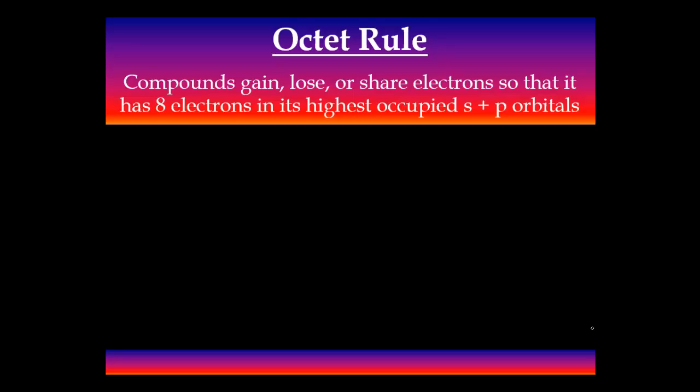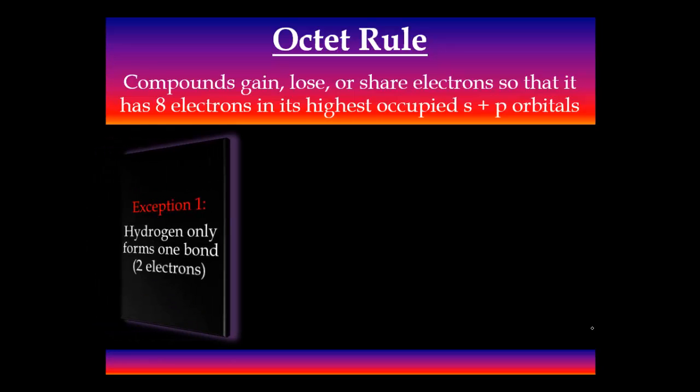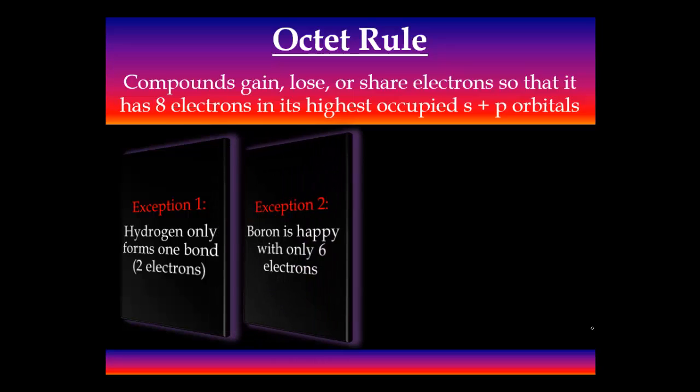However, there are some exceptions. The first one is hydrogen. Hydrogen's only got 1 electron, so once it forms one bond, it's happy. It's not going to form any other bonds. It's going to stick with 2 and no more. Exception number 2 is boron. For whatever reason, boron likes to be happy with only 6 electrons. So it does not need to have 8. If it forms a bond and it has 6, it is going to be happy.